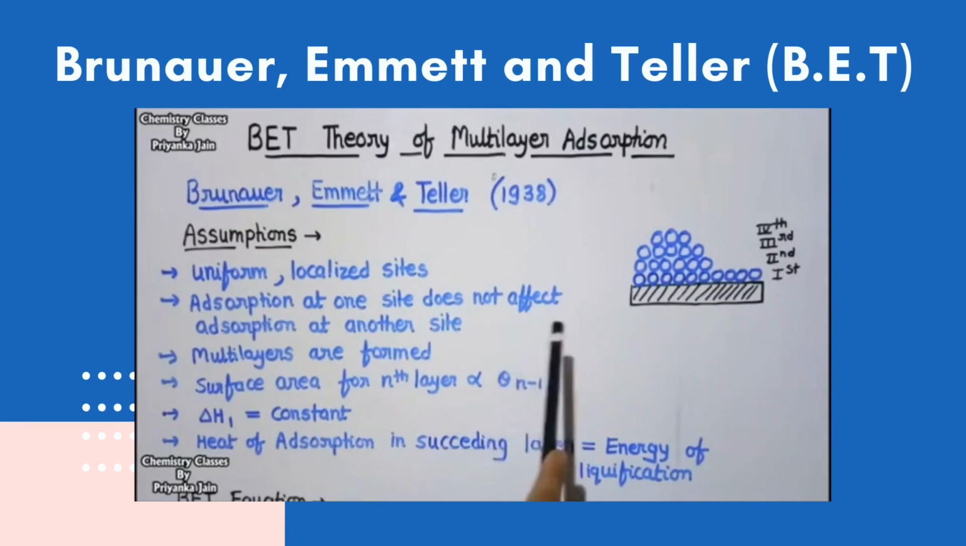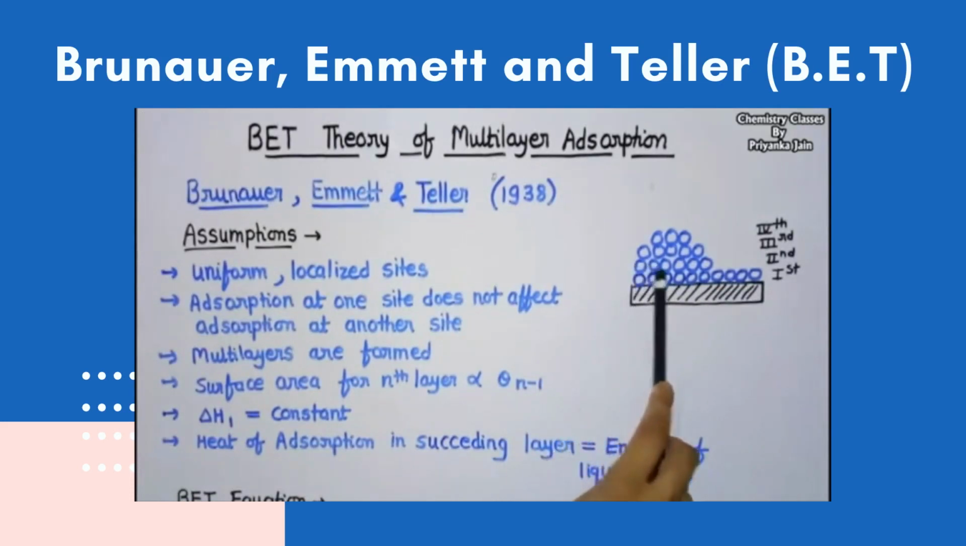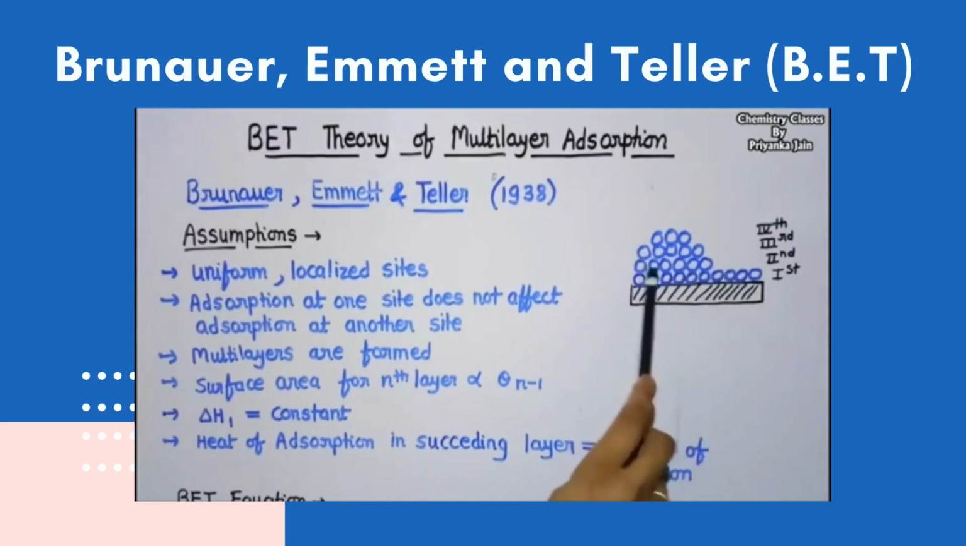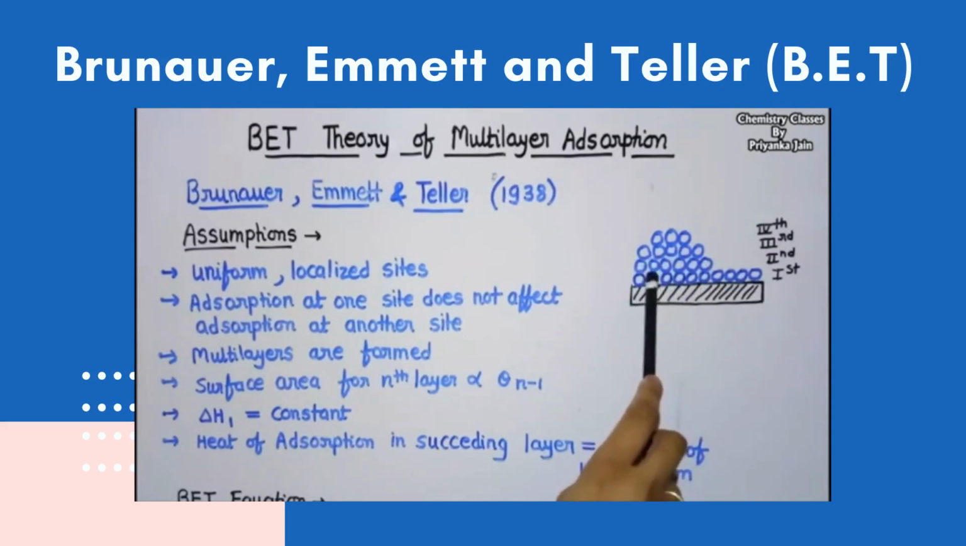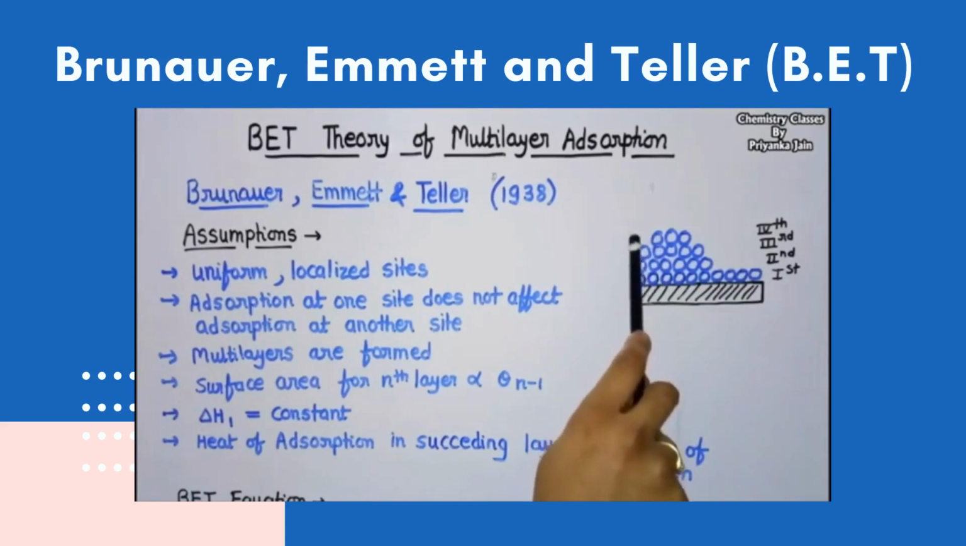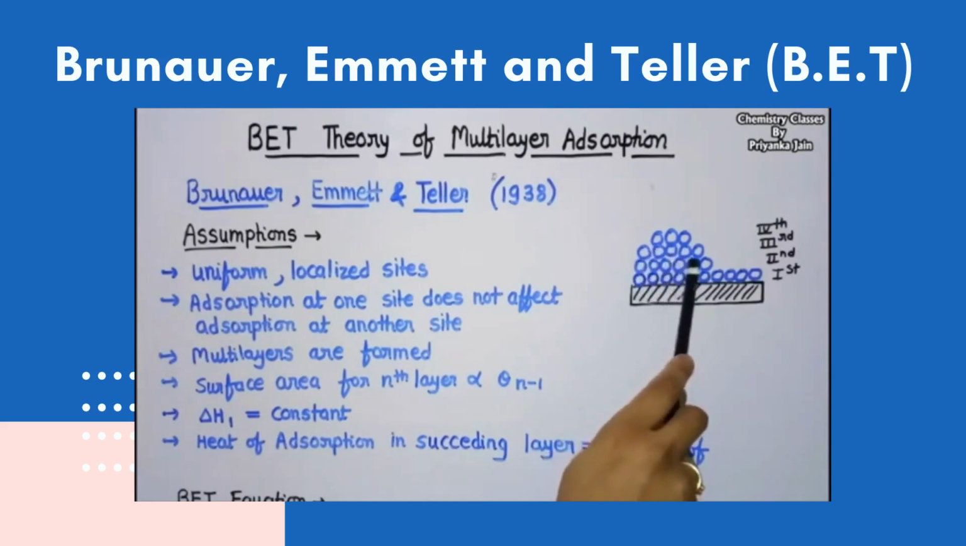We can understand it with the help of an example. Suppose this is a solid surface. On this surface, a monolayer of the gas is formed firstly, and then on this layer other layers can be formed. This is the second layer that is formed above the first layer, and the third layer is formed above the second layer, and the fourth layer above the third layer. In this manner different layers can be formed upon the lower layer. So the molecules of the second layer sit on the molecules of the first layer. The molecules of the third layer sit on the molecules of the second layer.